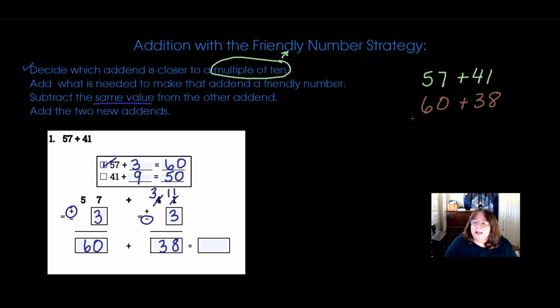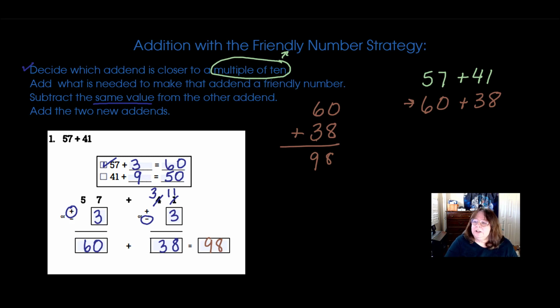Now you might look at that and you might say, oh, I can add 57 plus 41 in my head. Well, good for you. Maybe you look at this and say, I can add 60 plus 38 in my head. Good for you. I think it's easier to add this one. Now, if you want to add in your head, I prefer to write things down. And I'm going to write it down to show you the steps. 8 plus 0 is 8. 6 plus 3 is 9. The answer is 98.